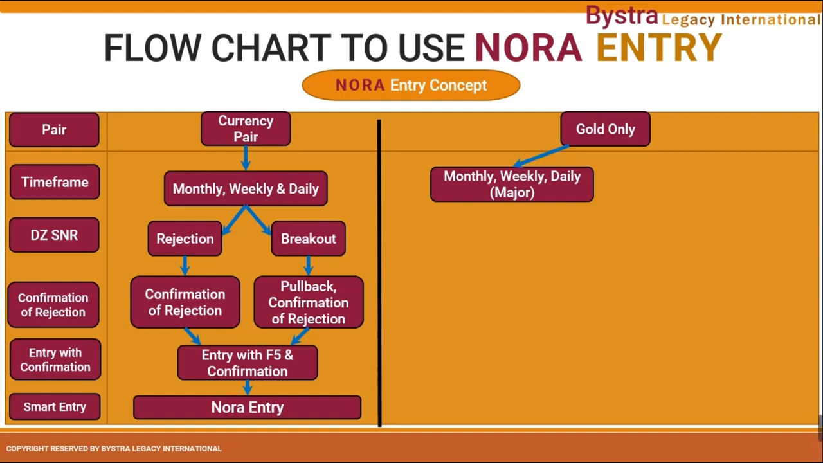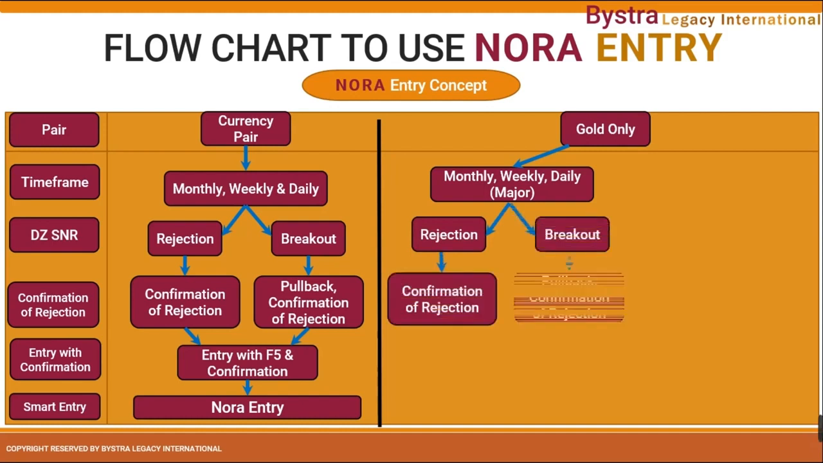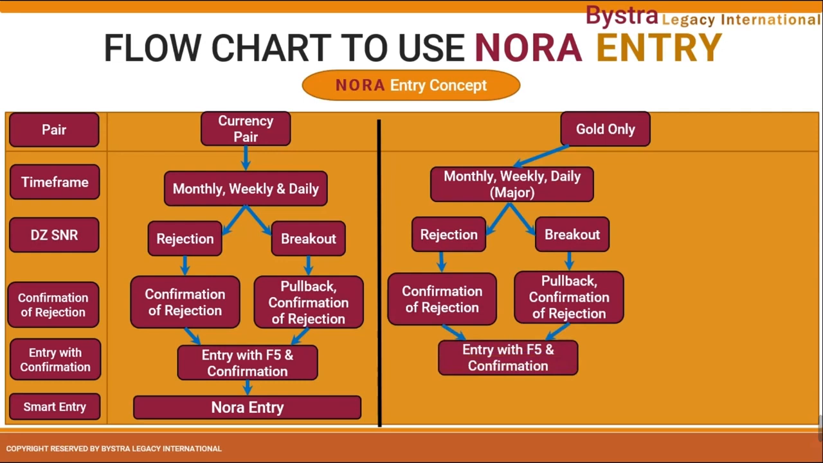So same goes with this concept. For the time frame, we can go to the major, monthly, weekly or daily. And then when there's a rejection, there's a confirmation of rejection, then we will entry. Same goes for breakout, pullback, test as a new support, new resistance. There's a confirmation of rejection, entry with F5. And we will use the Nora entry to even lower our risk. So the goal on the monthly, weekly, daily time frame will be the same as the currency pair.